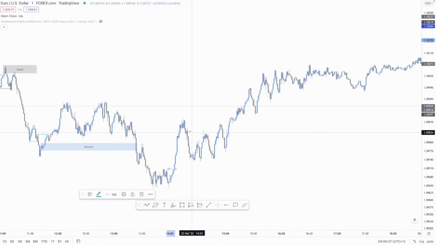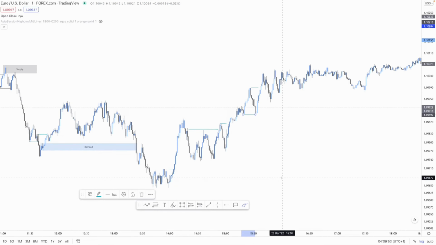Then we push price down. Once this supply gets broken, we have a breaker structure. So there, we have a breaker structure, breaker structure, breaker structure. We have a wick break here, because you can see the wick breaks there. We have a breaker structure here. And then obviously there's other types of breaker structures.